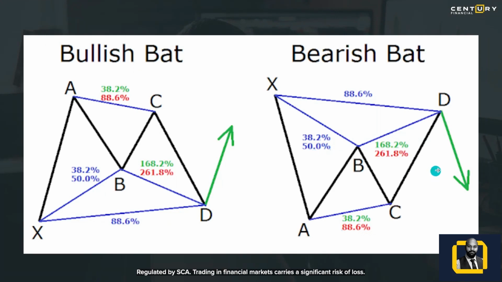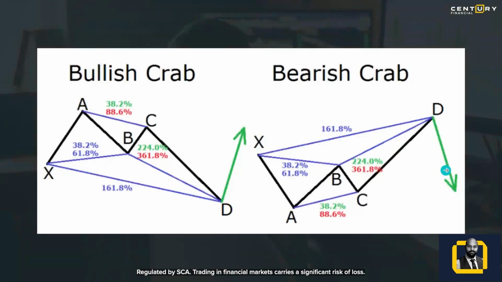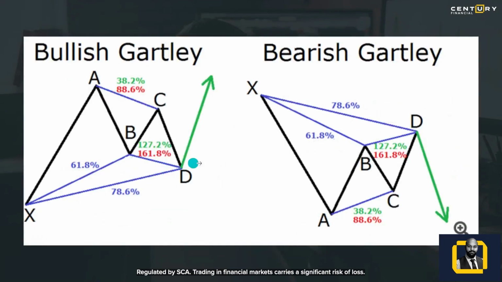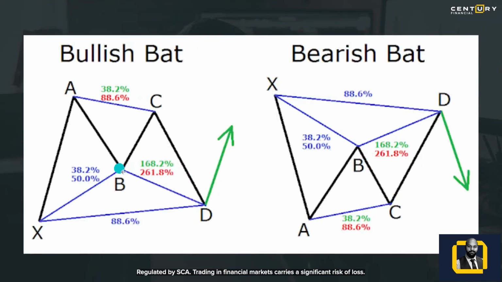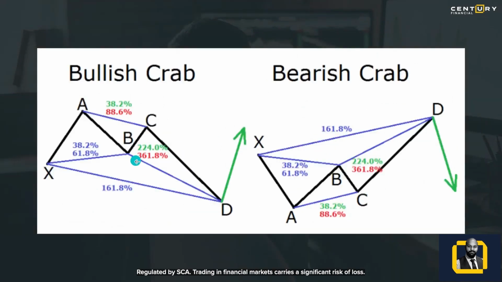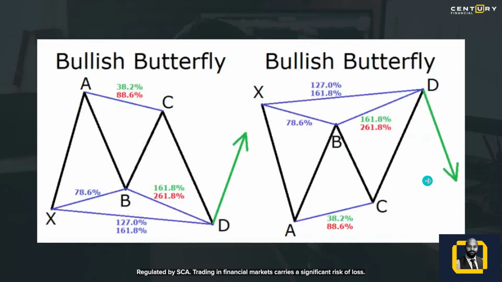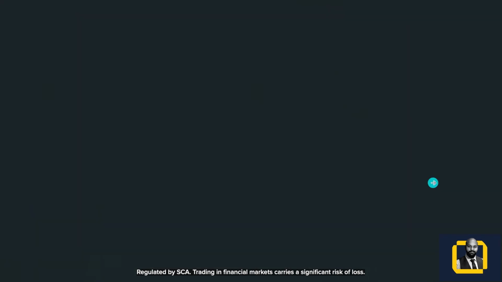I will not get more detail into the numbers. Let's stick to the basics. Crab again, it goes down much lower than Gartley. Gartley was 161.8 here. Bat was 261.8 here when it drops. If you see Crab, it is 361.8 when it comes all the way till here, right? So these are the few criteria that differentiate the patterns from each other.